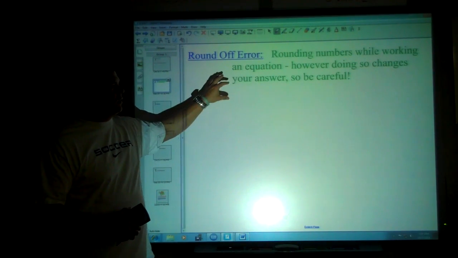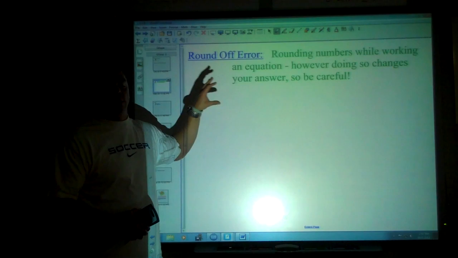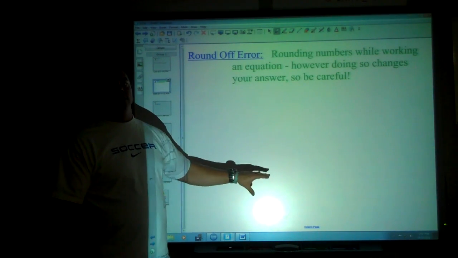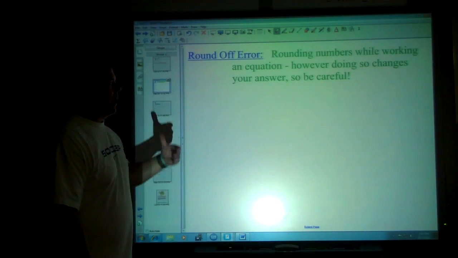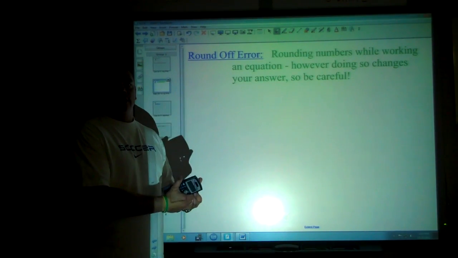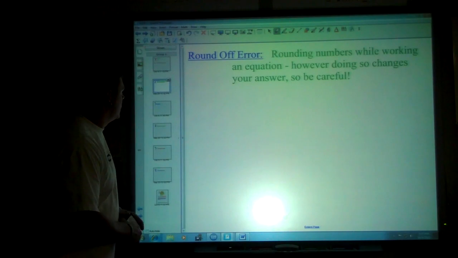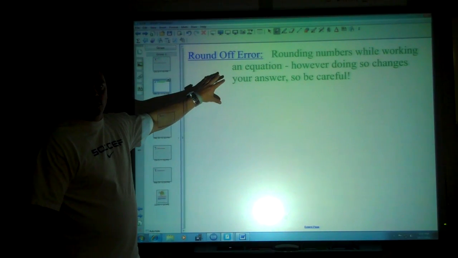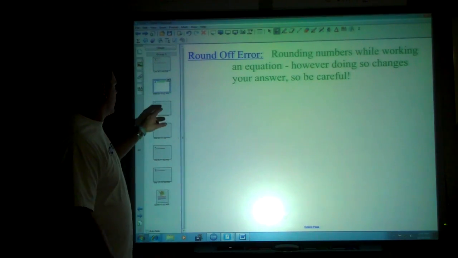You need to be very careful about any rounding that you do. I would recommend, if possible, save the rounding to the very end of the problem. Then you can round. If you round in the middle, then you're not actually taking that value throughout the rest of the problem. So round-off error catches people off guard. They're not sure why they get the wrong answer. It's because they were rounding as they were going.